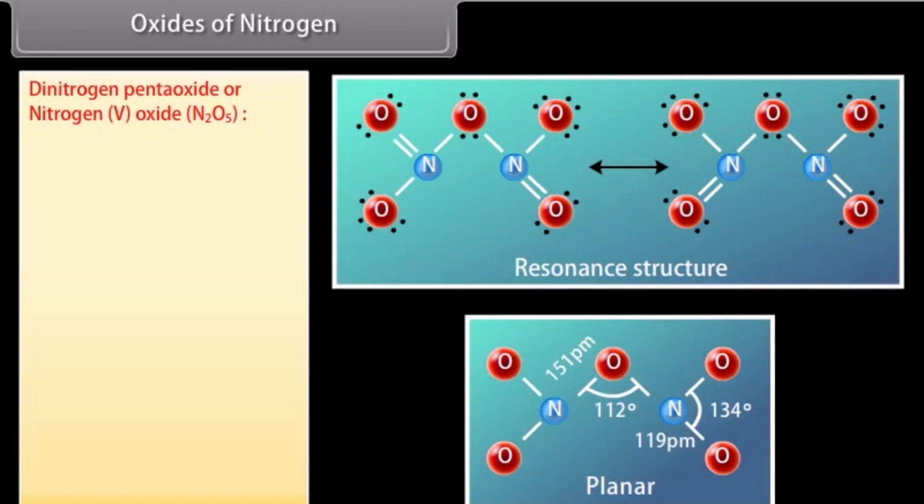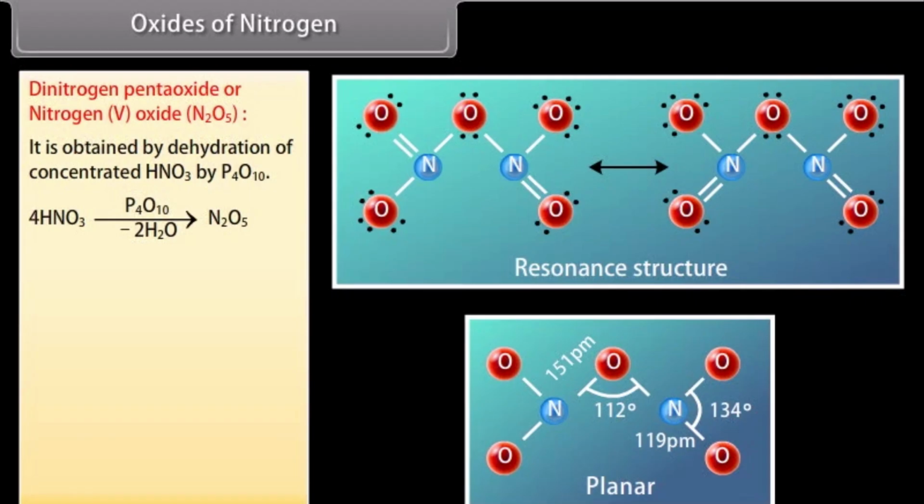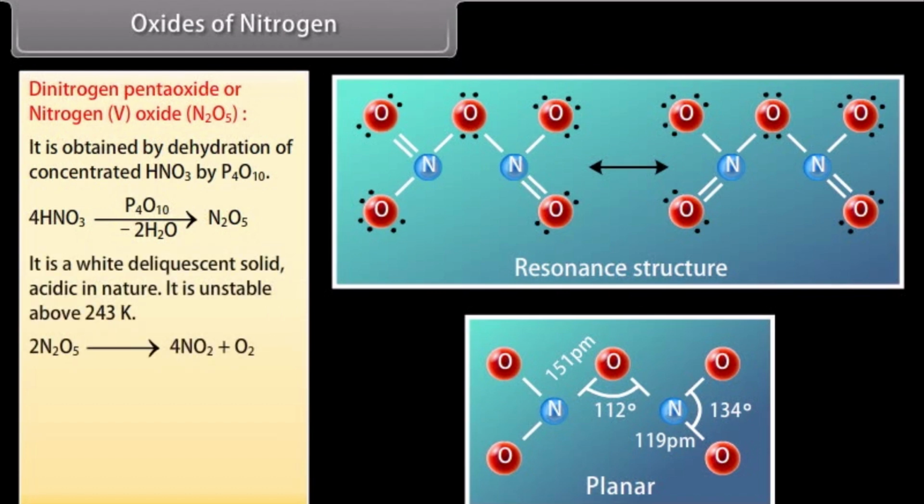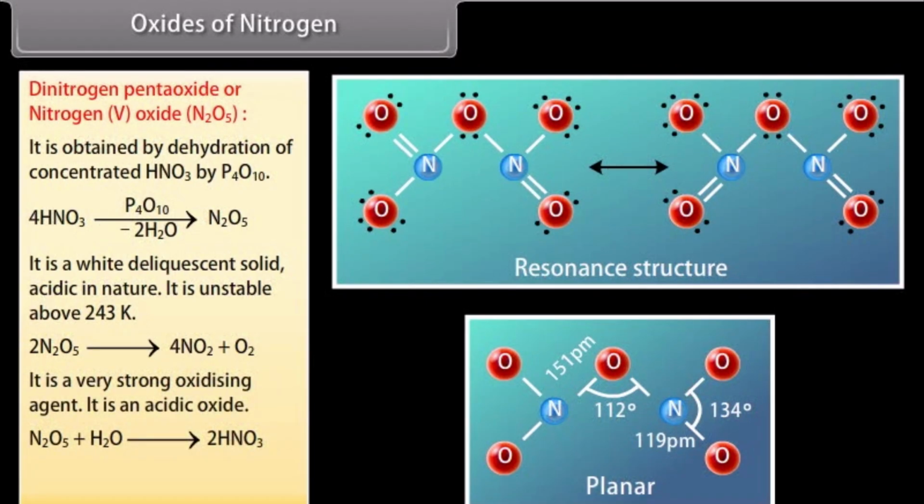Dinitrogen pentoxide, or nitrogen 5 oxide. It is obtained by dehydration of concentrated HNO3 by P4O10. It is a white deliquescent solid, acidic in nature. It is unstable above 243 Kelvin. It is a very strong oxidizing agent. Many organic substances burst into flames on coming in contact with it. It is an acidic oxide. It is the anhydride of nitric acid and forms salts called nitrates.